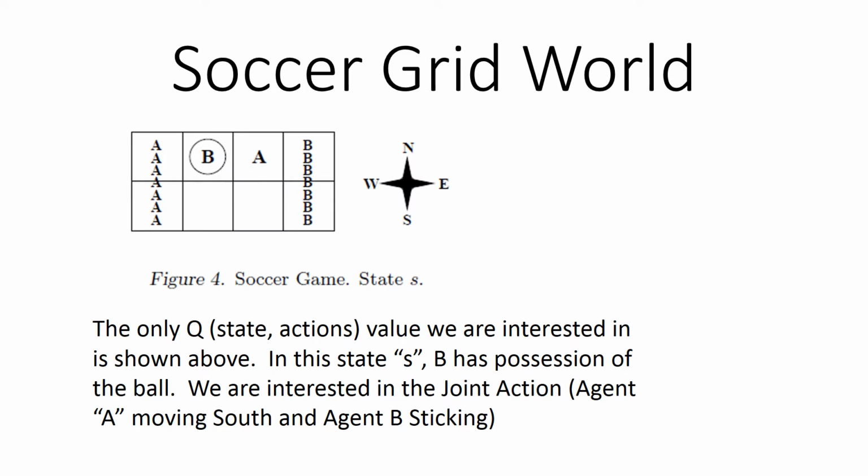It was a grid soccer game where it was a zero-sum game. If agent B or A got to their desired goal, they would get plus 100, and they had to be in possession of the ball. And if they went into the opposing goal with possession of the ball, the rewards were reversed. They would get minus 100, and the opposing agent would get plus 100.